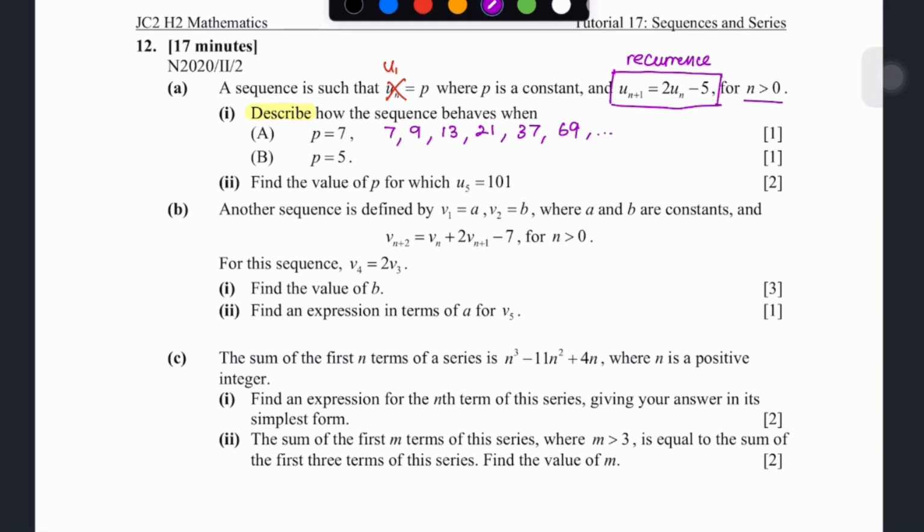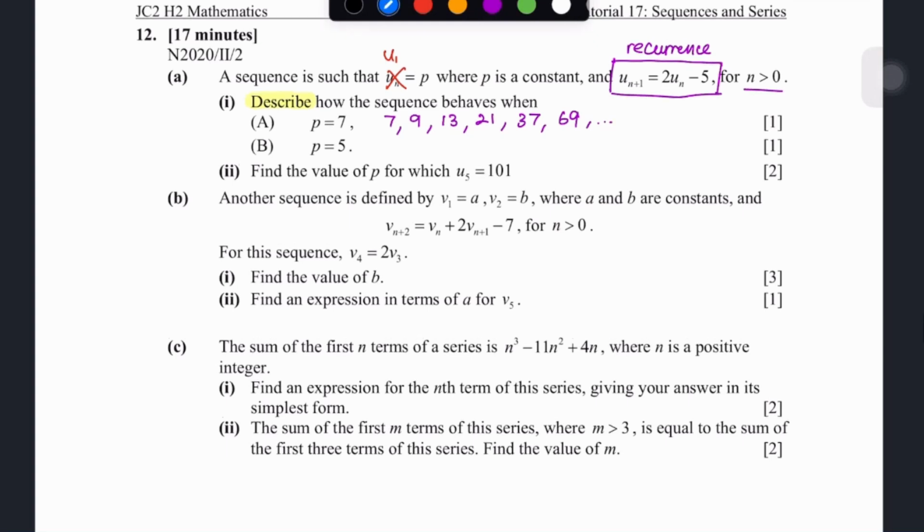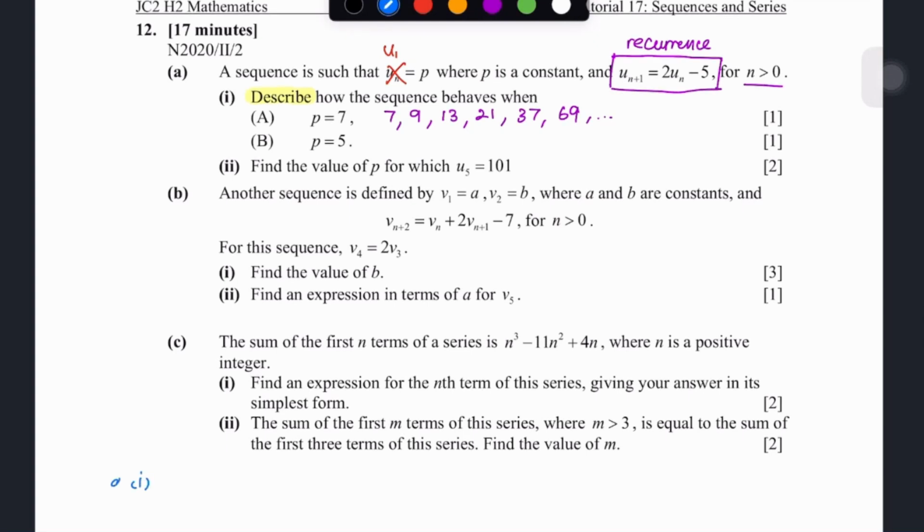So how does the sequence behave? Technically, it's not irrational. It follows a certain formula. Correct, so the sequence diverges. If you want to be a bit more complete, it is increasing and diverges.